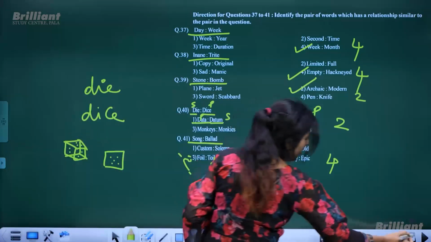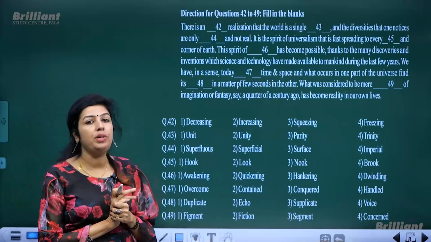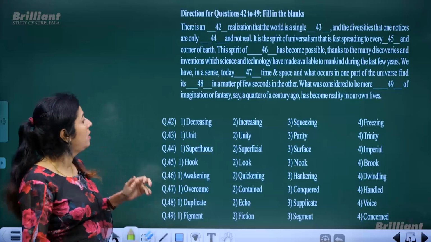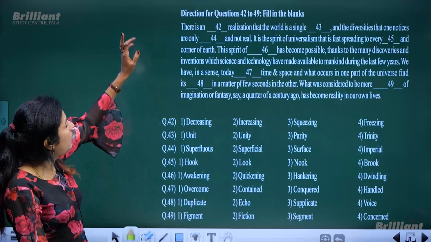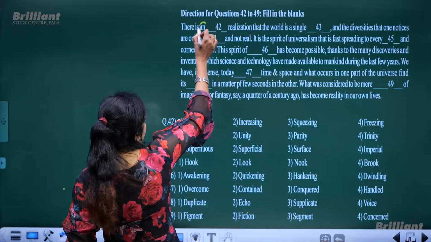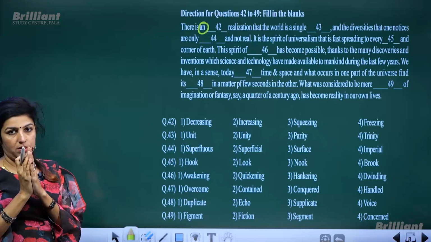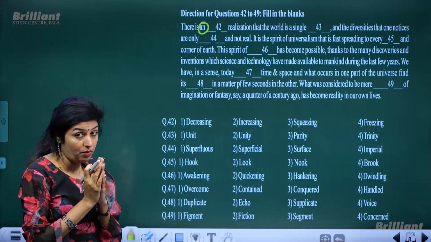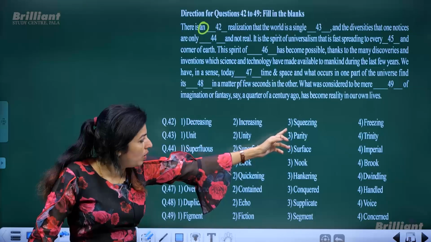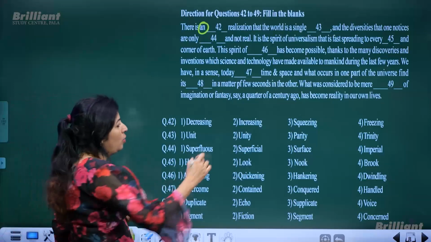Okay. Now, next we have a passage where a few words are missing and you need to find the words, or you have to insert the words with which you can make it complete. Alright. Now, it's quite simple. There is an. See, that's a clue to your answer. With an you should use a vowel sound word. Vowel letter. Or sound, not letter, but vowel sound. Okay. So, decreasing, not vowel. Squeezing, not vowel. Freezing, not vowel.